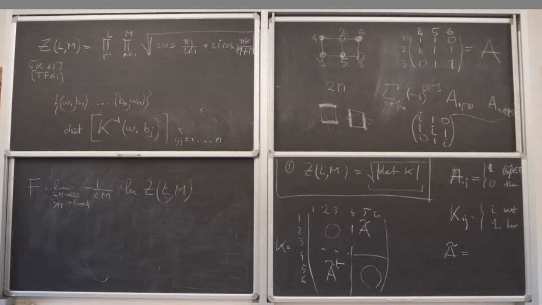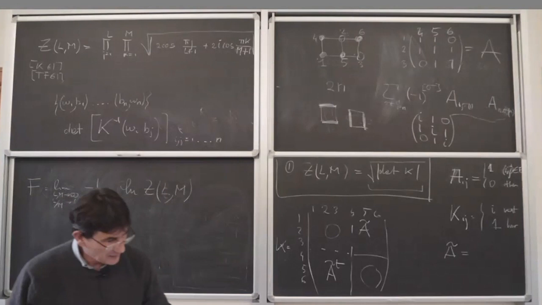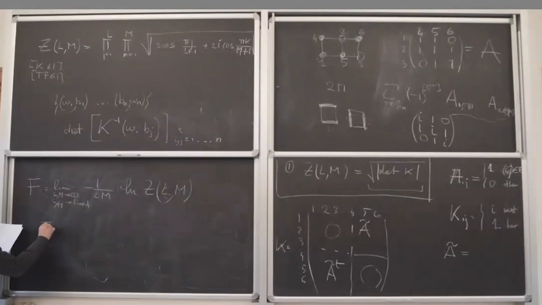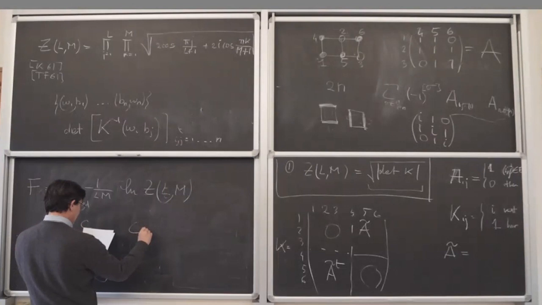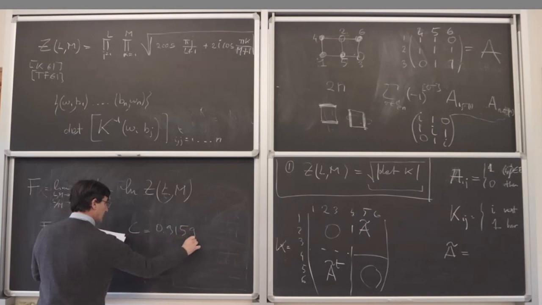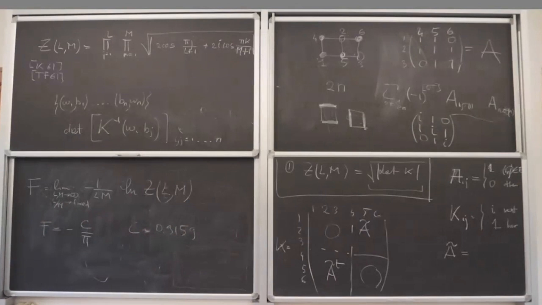So the result is that F, where C is the Catalan constant, equals the formula shown. Exercise: please prove this formula. The previous exercise was quite easy. This is a little bit more difficult. It needs some calculation. It's not very difficult, but it requires some work. Maybe just to make the exercise well defined, you should define C, right? You should give a formula for C.